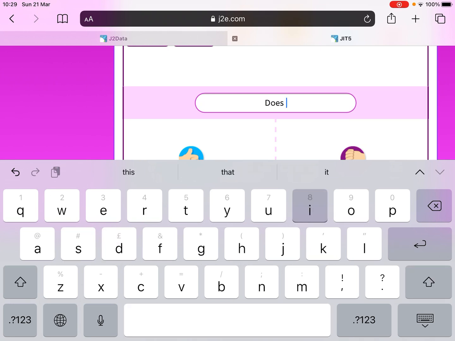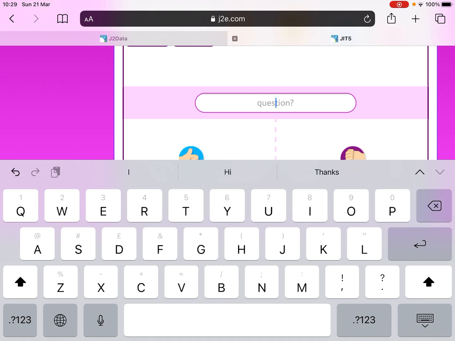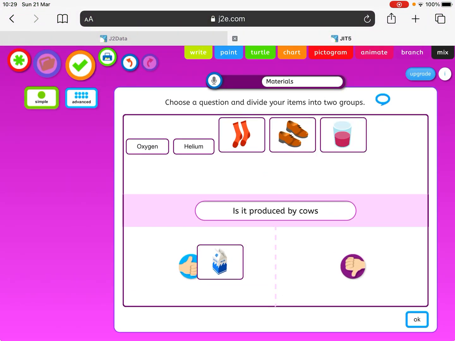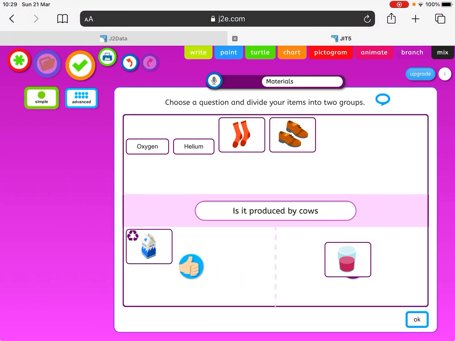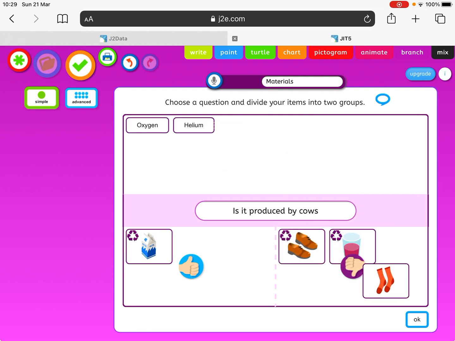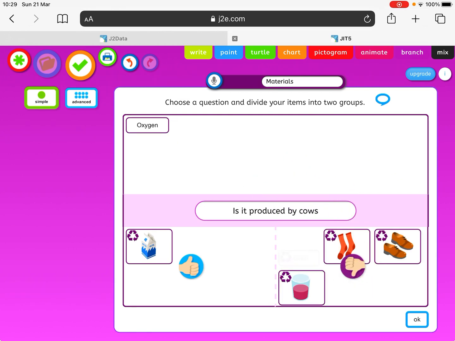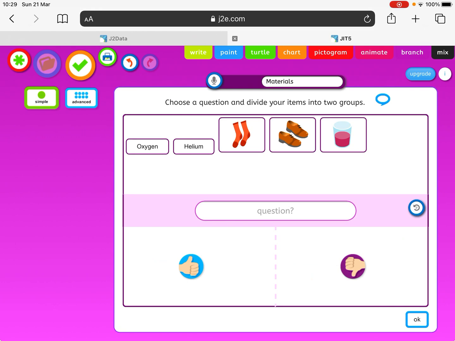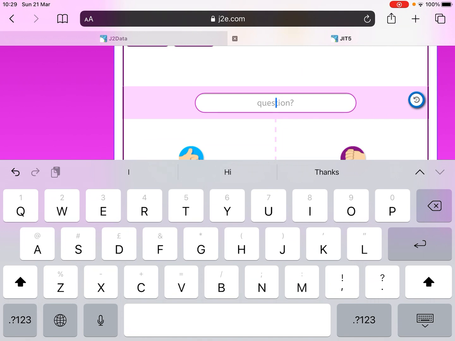does it, let's be a bit more specific, is it produced by cows? So yes for the milk, no for the rest of them. You can't get socks produced by cows. You could get methane produced by cows, I guess, but we haven't got methane on there. So then you go to OK. Now you can see there's only 5 left now, so you choose something else.